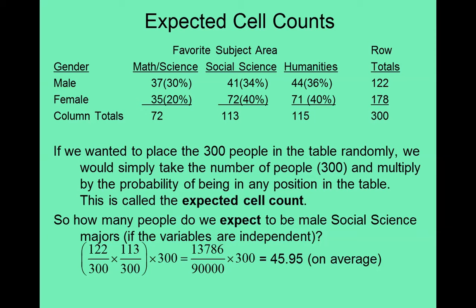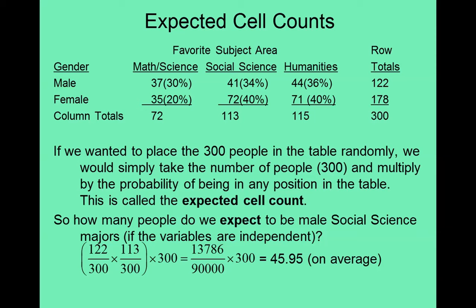Now if we wanted to place the 300 people in the table randomly, we would simply take the number of people, the 300, and multiply by the probability of being in any single position in the table. This is called the expected cell count.